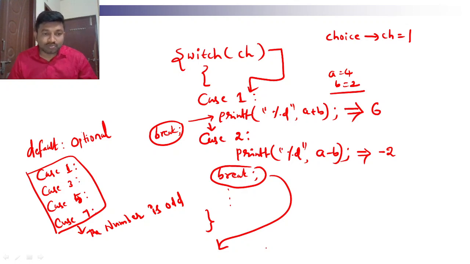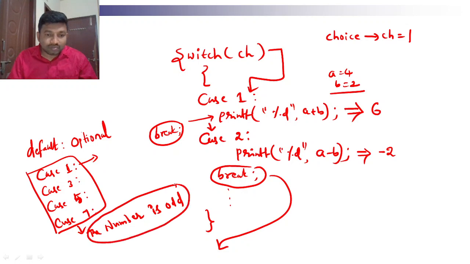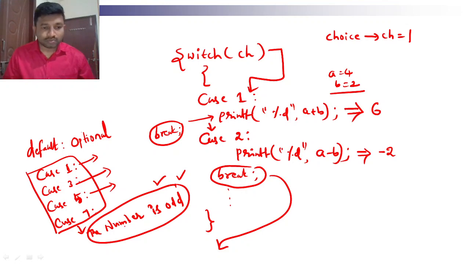So you can match multiple cases, and if the choice supplied by the user falls under any of these cases, then the block of statements written is executed. If the choice is 1, you execute this; if the choice is 3, you execute this; if 5, you execute this; same with 7. Am I right?